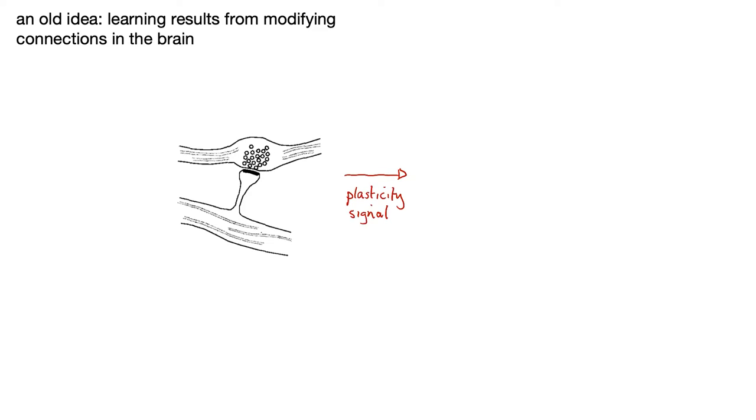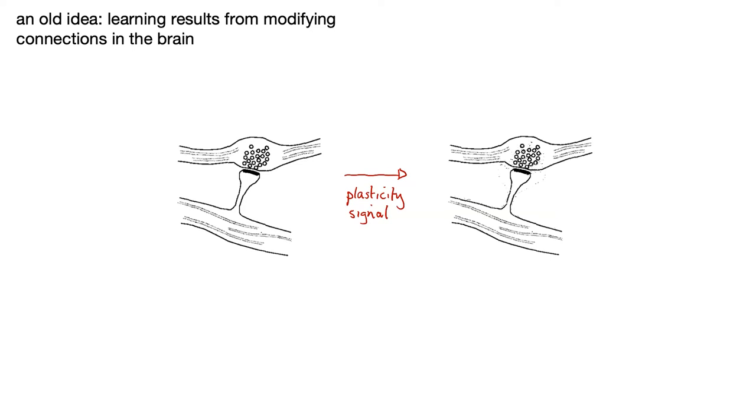Now, when there's a modification to these connections, there's some kind of plasticity signal. I'm not going to go into detail in what that signal is. It might be an additional neuroactive substance, something like dopamine. It might be actually a particular pattern in the neural activity itself that causes this change. Whatever it is, it leads to some sort of change in the strength and often the size of the synapse.